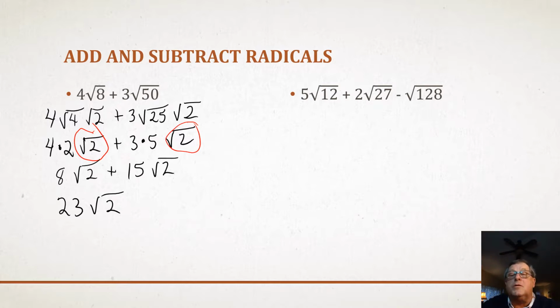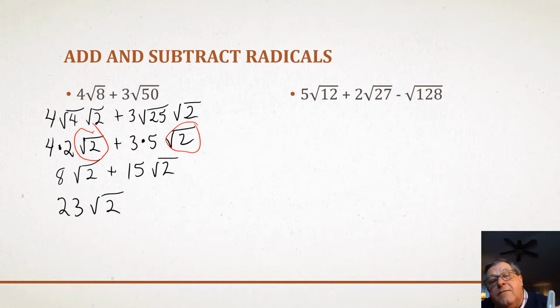Now let's look at this next one. 5 times the square root of 12 plus 2 times the square root of 27 minus the square root of 128, excuse me. Well, my index is all the same. We're taking the square root of 12, we're taking the square root of 27, we're taking the square root of 128. And I want to see if I can simplify these to end up with the same radicand, or maybe at least a couple of these 3 terms with the same radicand. So let's go about this.